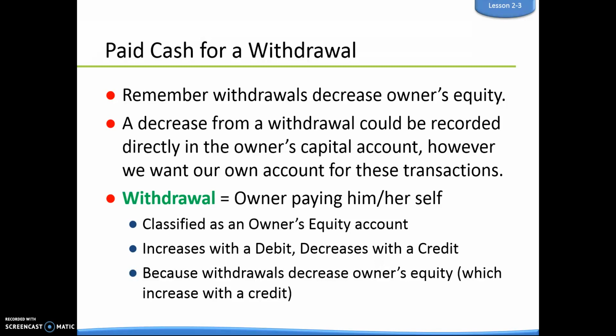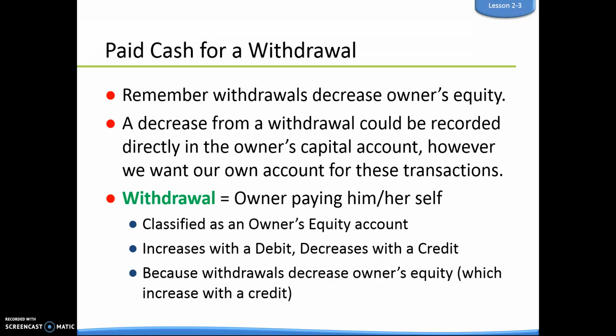When we have a withdrawal, again, this is the same type of thing as an expense, in that technically what's happening is you are decreasing owner's equity. So we have to do the opposite for our withdrawal account. Okay, so what we do is we increase a withdrawal with a debit and decrease it with a credit. Because withdrawals technically decrease owner's equity, which we know they increase with a credit, so we have to do the opposite. It's just like an expense.